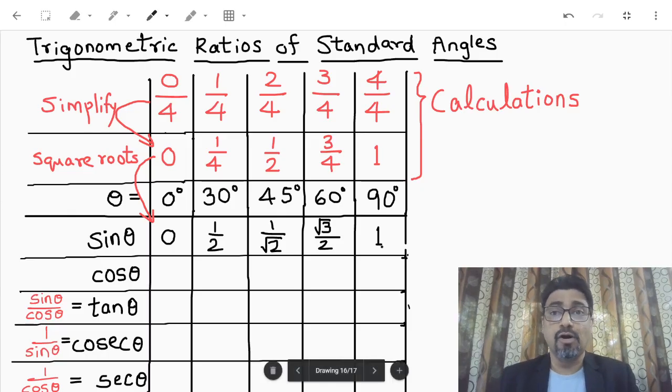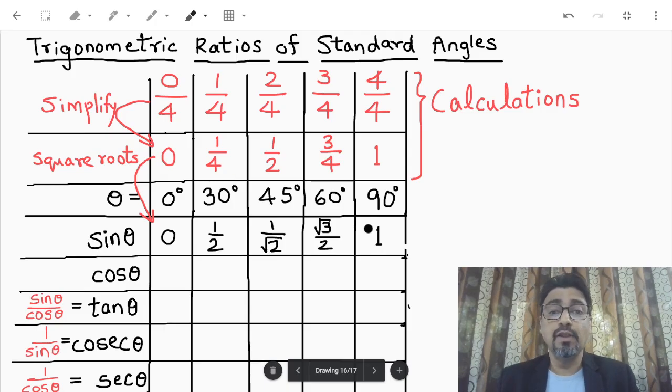Now what we have got are the values of sine for 0, 30, 45, 60, 90. Let us read them. So we have sine 0 degree is 0. Sine 30 degree is equal to 1 upon 2. That's half. Sine 45 degree is equal to 1 upon root 2. Sine of 60 degree will be root 3 upon 2. And sine of 90 degree is going to be 1.